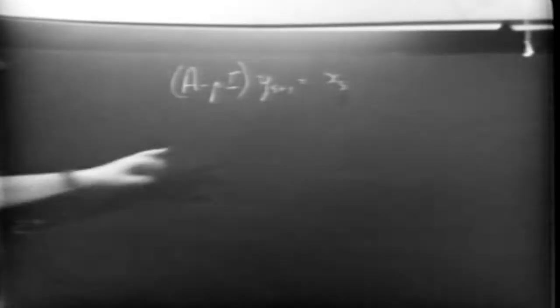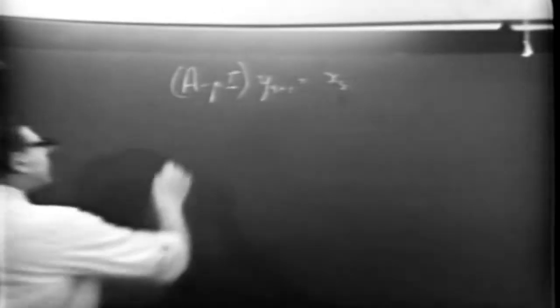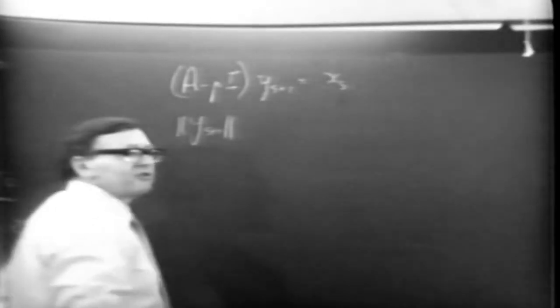XS is normalized. A, I assume, was not normalized. P, I hope, is a very good approximation to an eigenvalue. Let's do a step of iteration. How will I recognize that I've been successful? I will have been successful if the norm of ys plus 1 is large, and the larger it is, the more successful I've been.